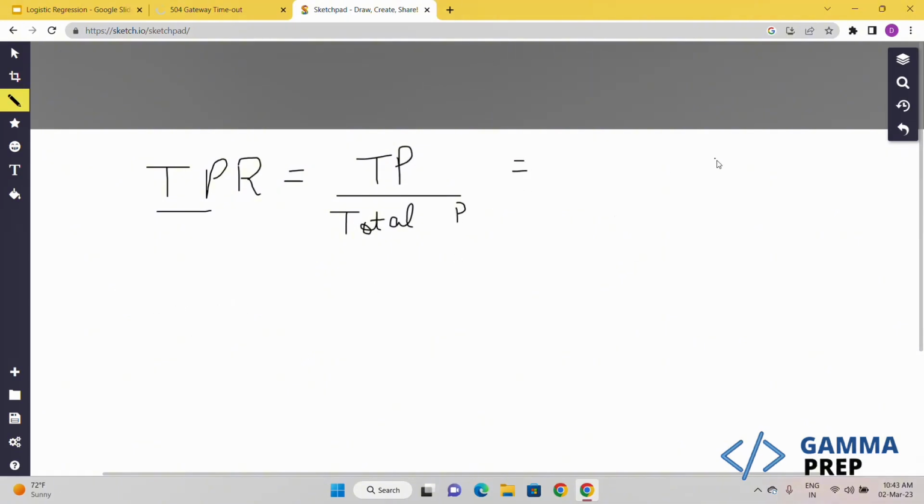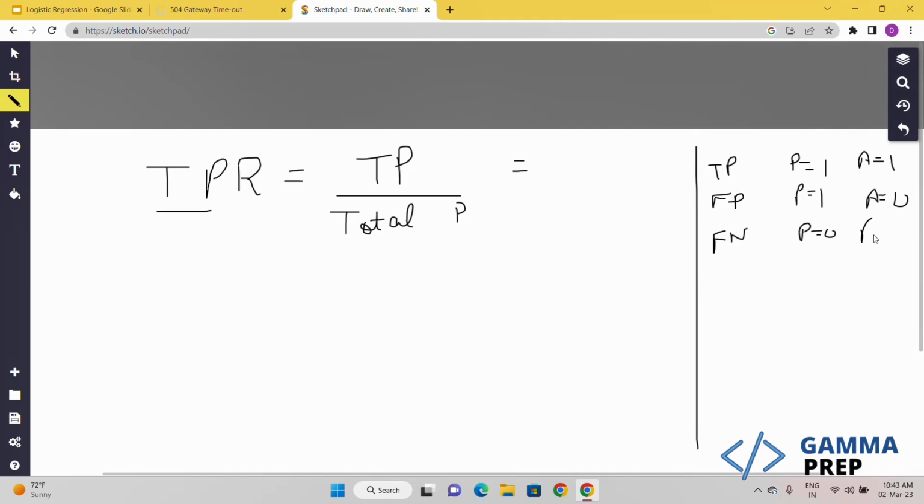Now, let me just write it here. TP means predicted as 1, actual is also 1. FP means predicted as 1, actual is 0. FN means predicted as 0, actual is 1.